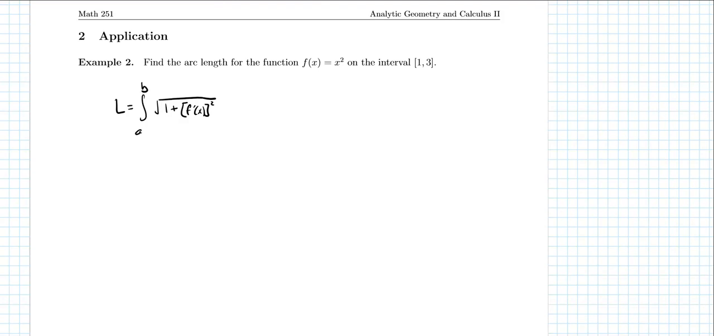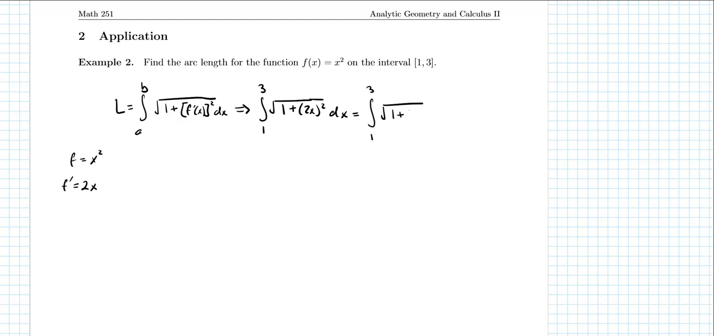Okay, so in the context of this problem, we have our f to be x squared. So then f prime is simply 2x, and we're evaluating this one here from 1 to 3. So we're going to be working with the integral from 1 to 3 of the square root of 1 plus 2x squared dx. Oops, I missed the dx here. There we go. So this one here is going to give us then the integral from 1 to 3 of the square root of 1 plus 4x squared dx.